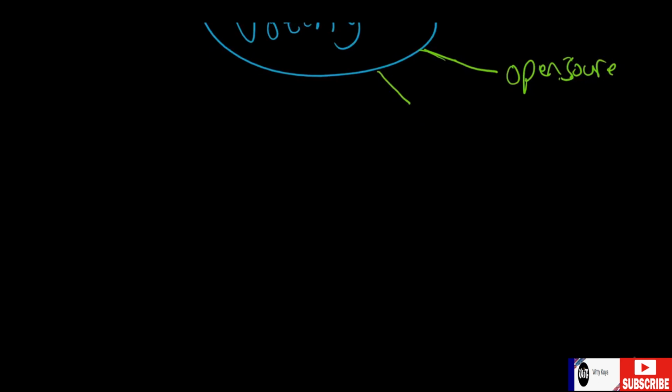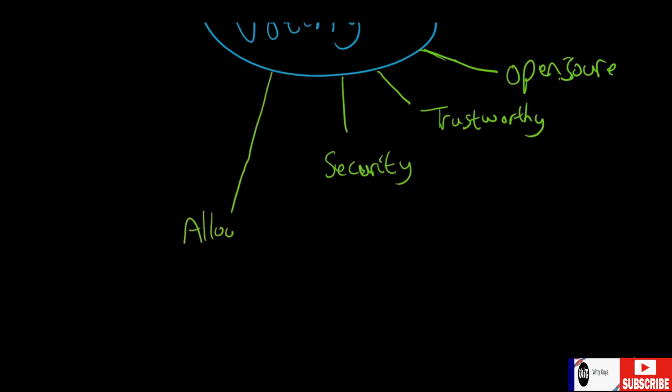ensure that it is trustworthy. It will help ensure its security, because developers can see the encryption they've got, the way data is being transferred and stored, to make sure it is secure, and allow the community to develop it and update it.